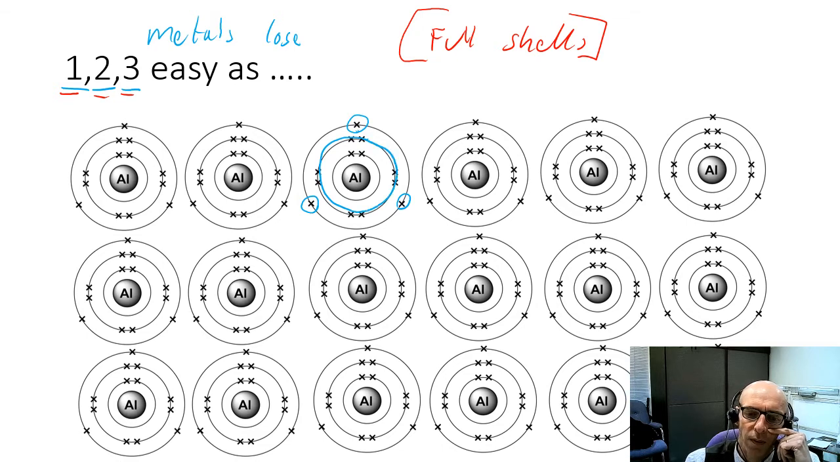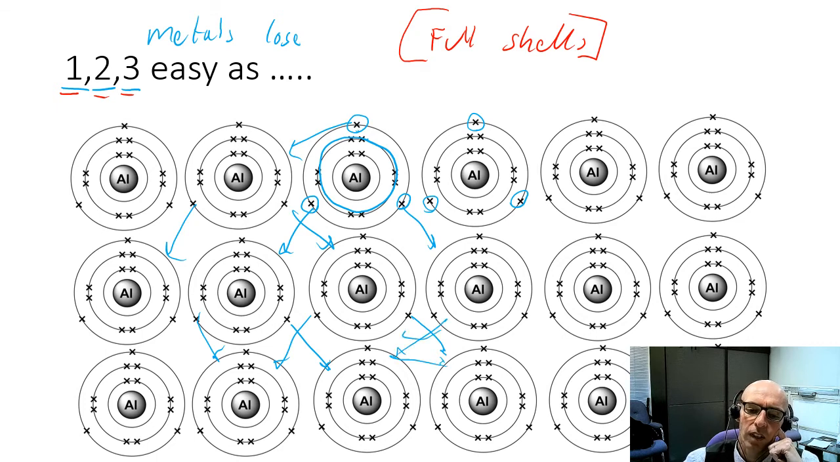So all around it there's other ones, they all want to lose 3. Oh no, I want to lose 3, I want to lose 3. So they play a trick, and this one says you have it, you have it, and you have it. But at the same time this one's saying you have it, you have it. And this one goes, no, you have it. But then this one's got this one, and then where does that electron actually go?